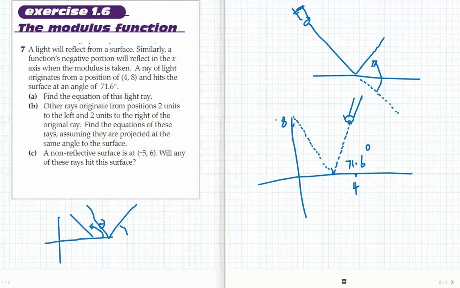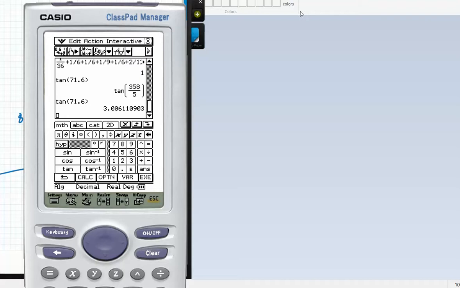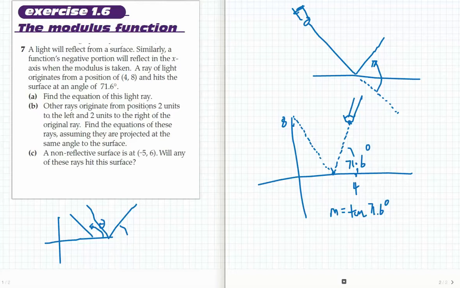Find the angle of this ray of light. Okay, so I know this angle, therefore I can work out the gradient, because the gradient will equal the tan of 71.6 degrees. If I bring up a calculator, I can see that the tan of 71.6 is 3.006, so I'm going to round that off and make the gradient 3. Okay, so my gradient is equal to 3.